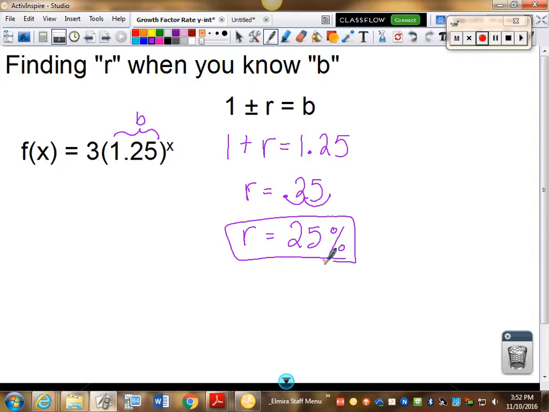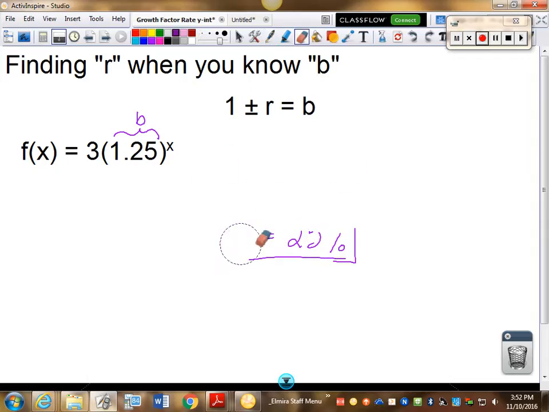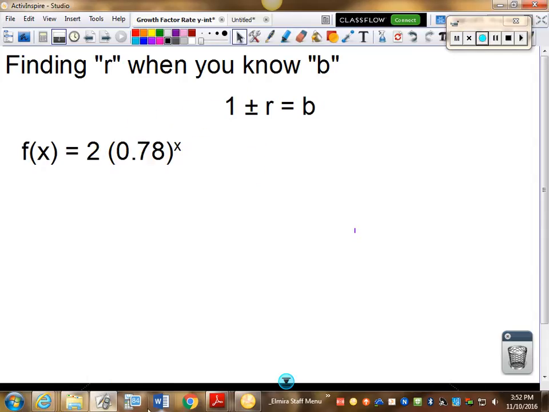Let's practice that again with a different equation. Let's say this was my equation. Now this is my B. Because it's decay, that means 1 minus R. So 1 take away what would give me 0.78?